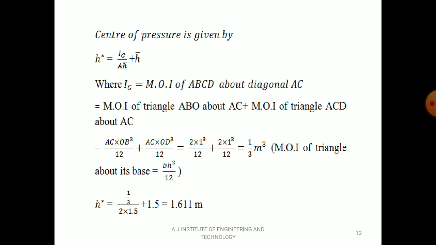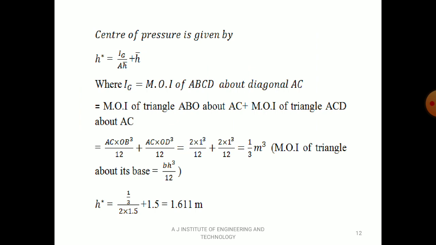Moment of inertia of triangle ABO about AC plus moment of inertia of triangle ACD about AC. So that is BD cube divided by 12. So base is AC, and OB is the height for triangle ABO. So AC into OB cube divided by 12. Similarly, AC into OD cube divided by 12. You have to remember here it is with respect to base. So base of the triangle, it is not centroid. If you are going to take centroid, BH cube divided by 36, then it goes absolutely wrong.